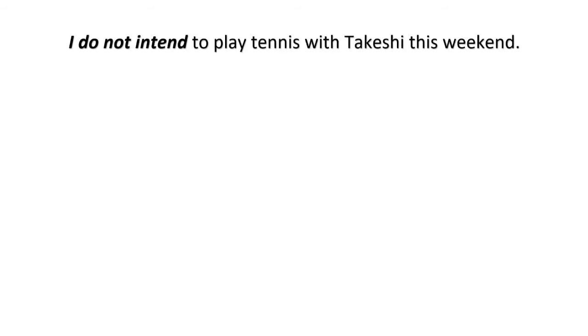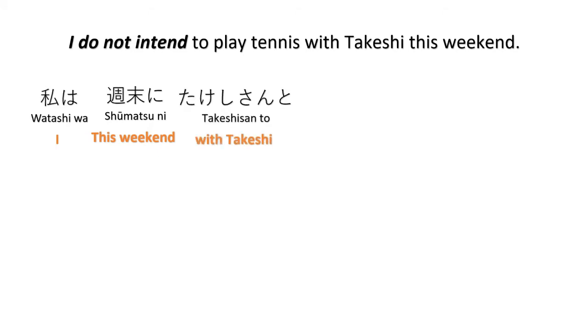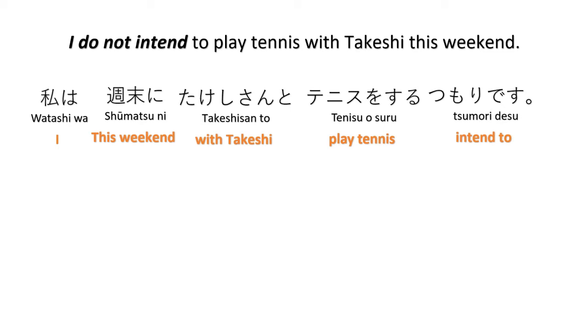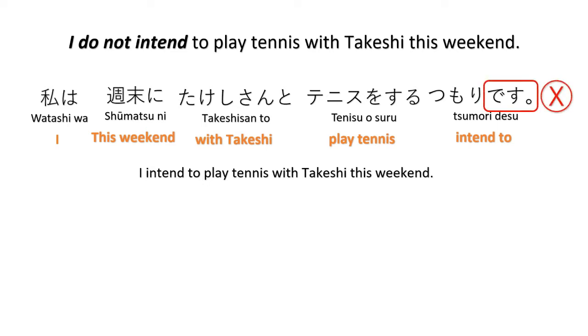Okay. Next, we have the negative form. What about when we want to say, I do not intend to? Negative. So, watashi wa shumatsu ni Takeshi-san to tennisu o suru tsumori desu. Okay, this is the example earlier. I intend to play tennis with Takeshi this weekend. Now here, we do not change anything to that tsumori desu. Tsumori desu will remain the same in the negative sentence. Instead, we're going to change suru to negative.